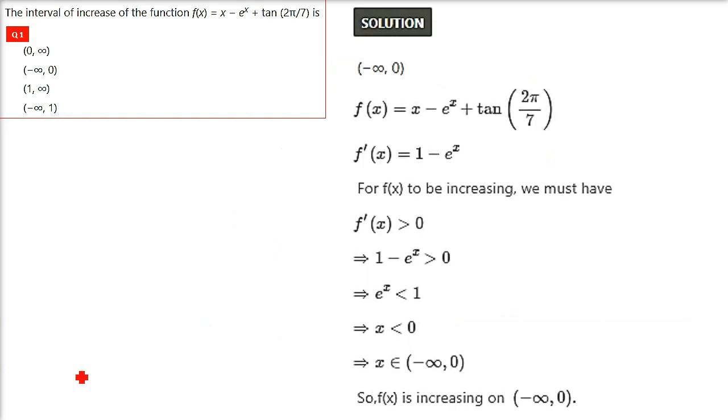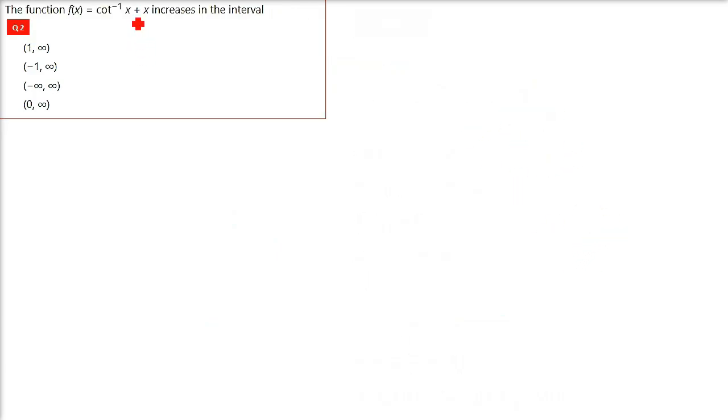Now let us see how you are going to write it, because writing is very important. It's a very straightforward question. The function f(x) = cot inverse x + x increases in the interval. In which interval is it increasing? First thing is f'(x) greater than 0. That is what we do normally. If it is decreasing, we just make it less than 0.